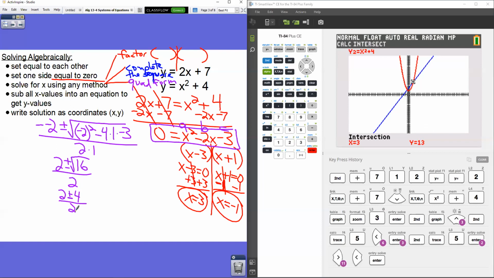Take and split that into 2. So I have 2 plus 4 over 2, and I have 2 minus 4 over 2. 2 plus 4 is 6. 6 divided by 2 is 3. 2 minus 4 is -2. -2 divided by +2 is -1. Notice that I got the same exact answer as factoring with the 2 sets of parentheses. It does not matter which method you use.